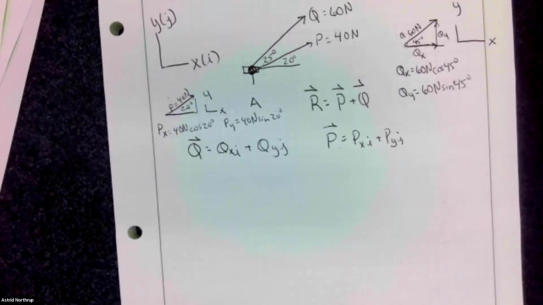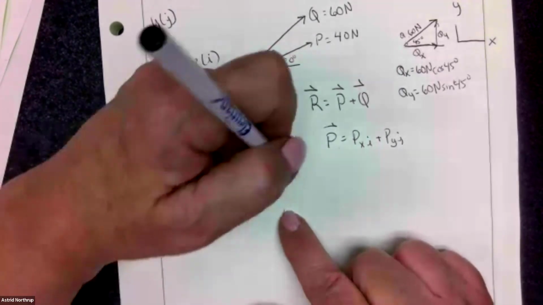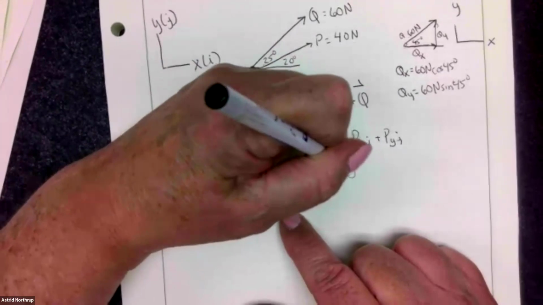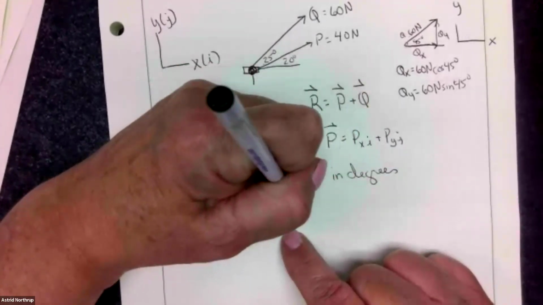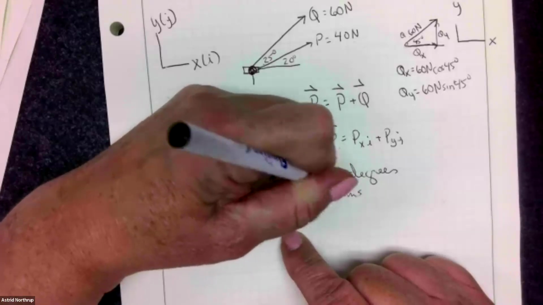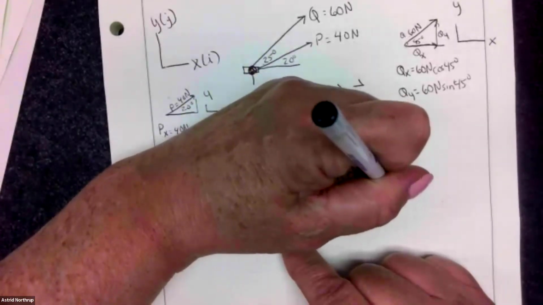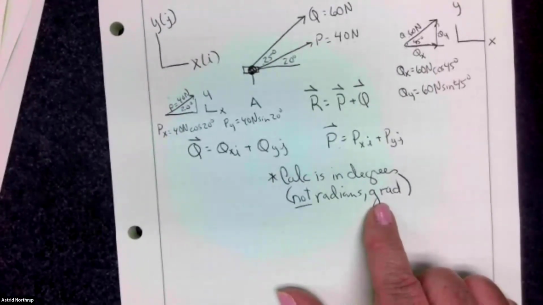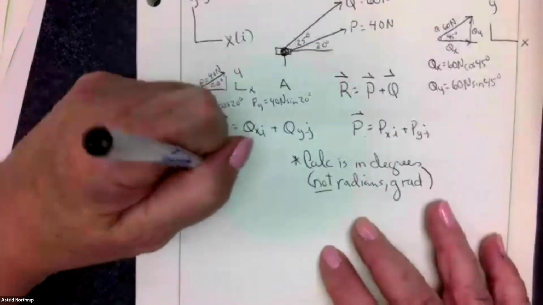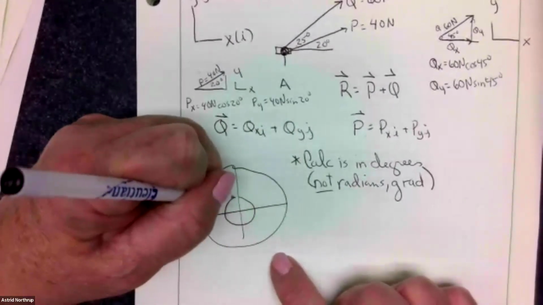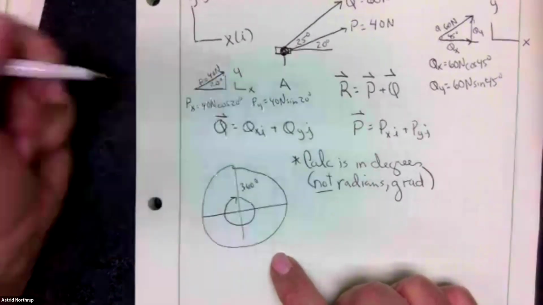Now, at this point, I would like to caution you to make sure that your calculator is in degrees. Your calculator may default to radians, or grads. Those are different units that will give you different values if you punch in 20. In other words, if you have a circle, going around the circle is 360 degrees.